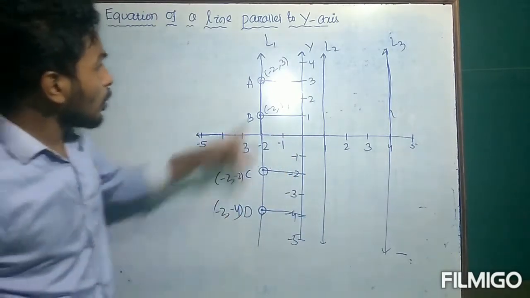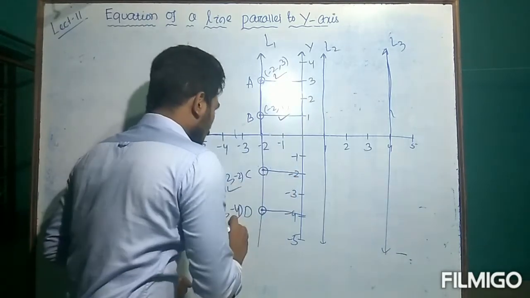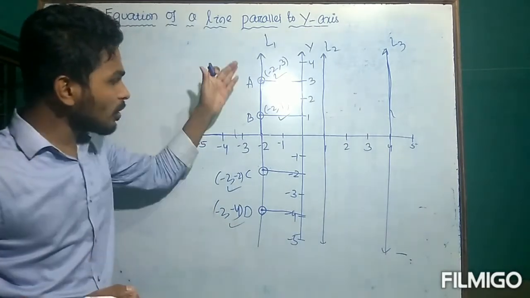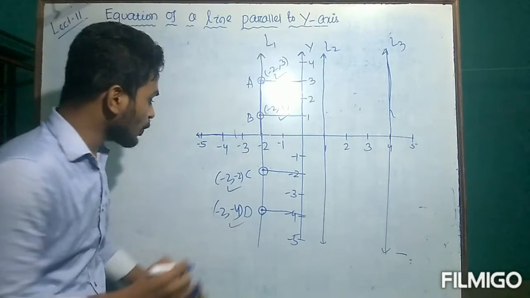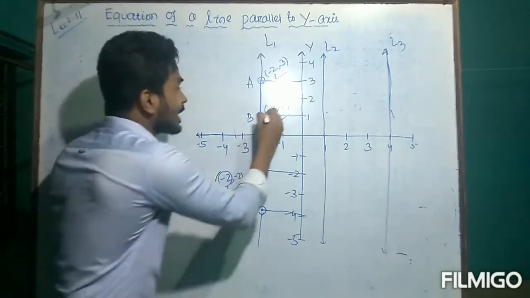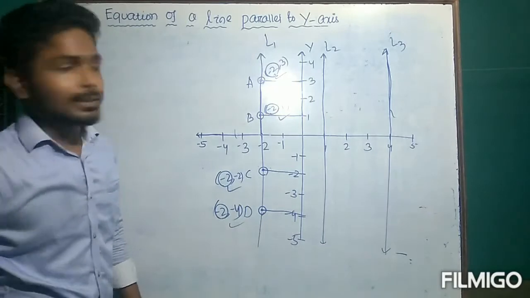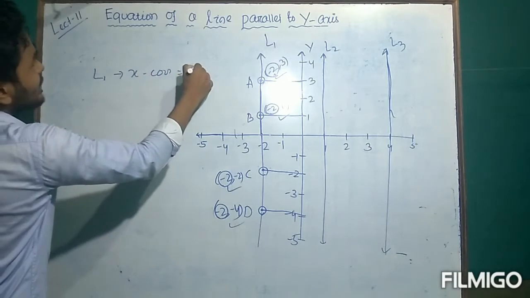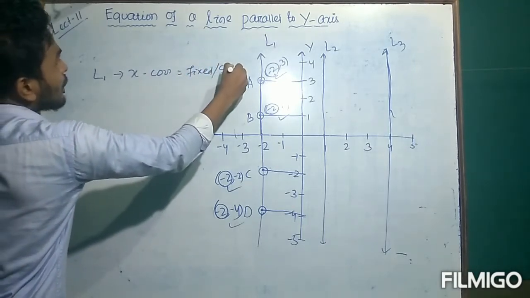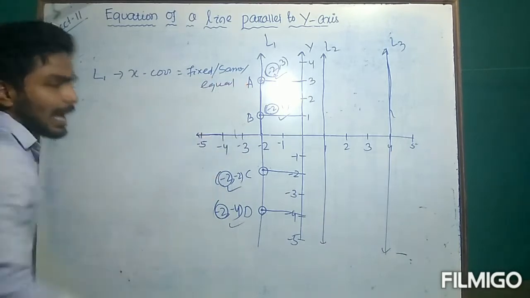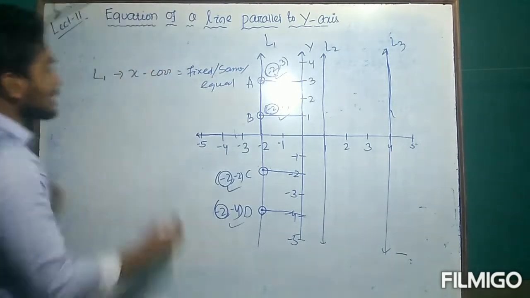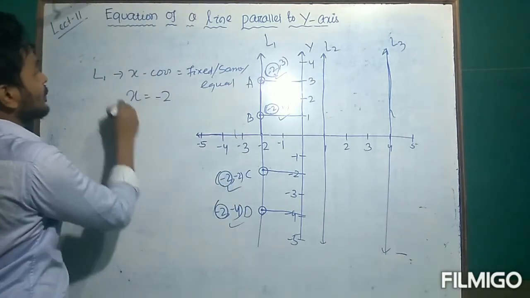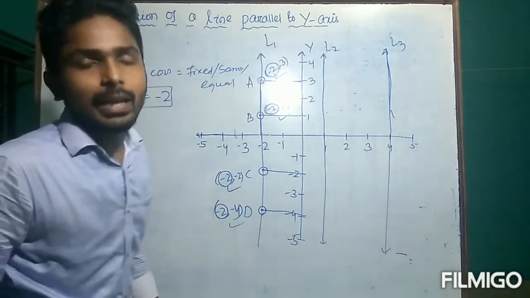Right? So from all these 4 points, you get a similar thing. What is the similarity among all these 4 points? You can see that for all these 4 points, the x coordinate is fixed. The x coordinate for the line L1 is fixed, the same. Hence, the equation of the line L1 is x equals how much? Fixed. That is x equals -2. So this is the equation of the line L1.